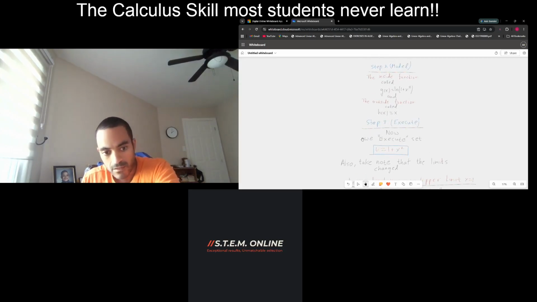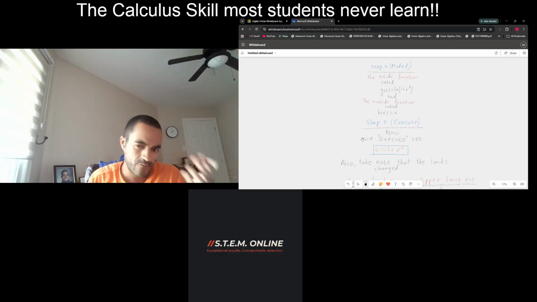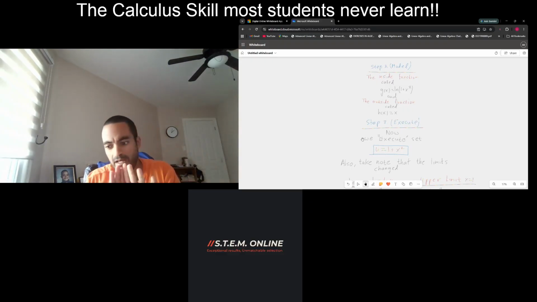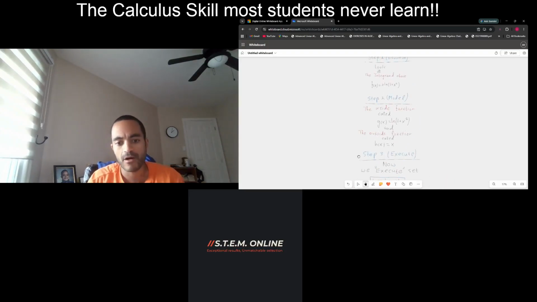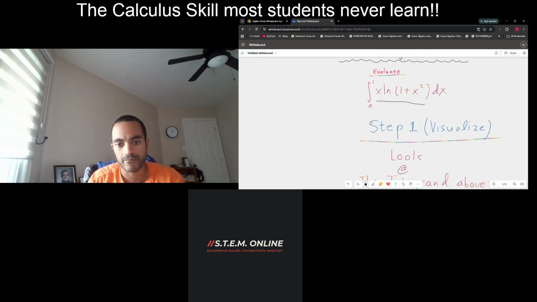The model portion is giving us a framework, some sort of language schematic of what we have and don't have and what we need to define. Once we've visualized in step 1 and modeled in step 2, then step 3, we want to execute. So how would we go about integrating this bugger up here?